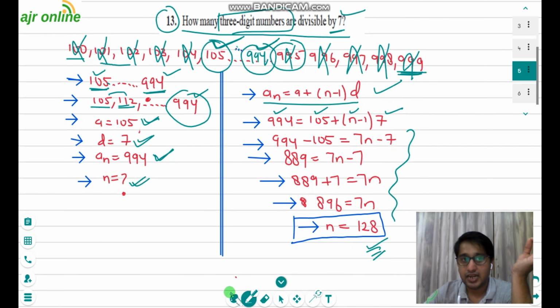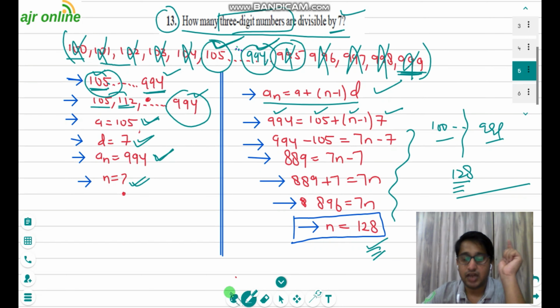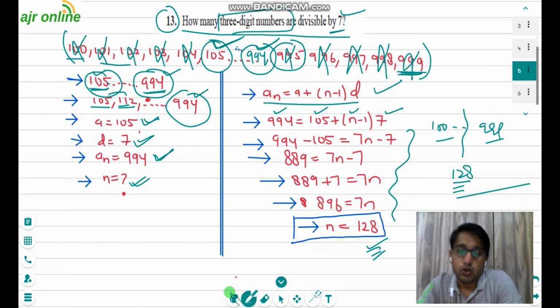It means that between 100 and 999 there are 128 terms which are divisible by 7. The first 3-digit number that is divisible by 7 is 105, and the last 3-digit number that is divisible by 7 is 994. So I hope, dear students, you understood this concept, and if you haven't, please let me know in the comment. Thank you.